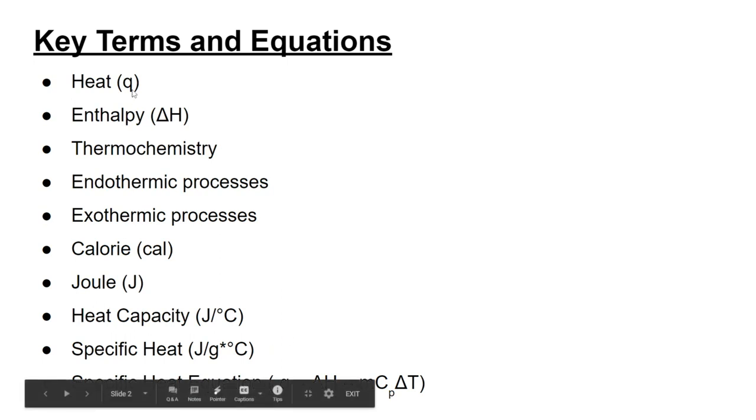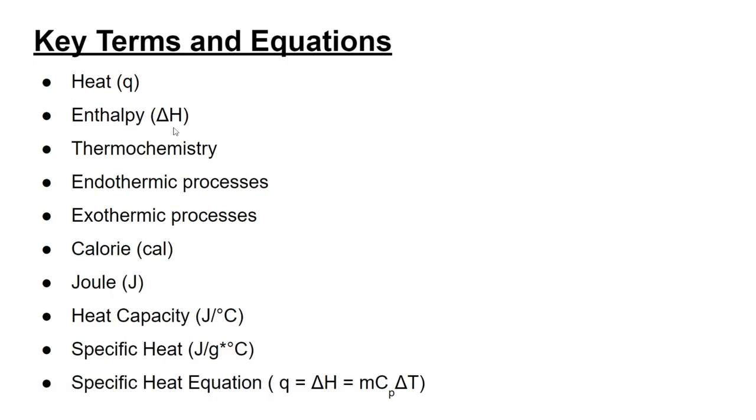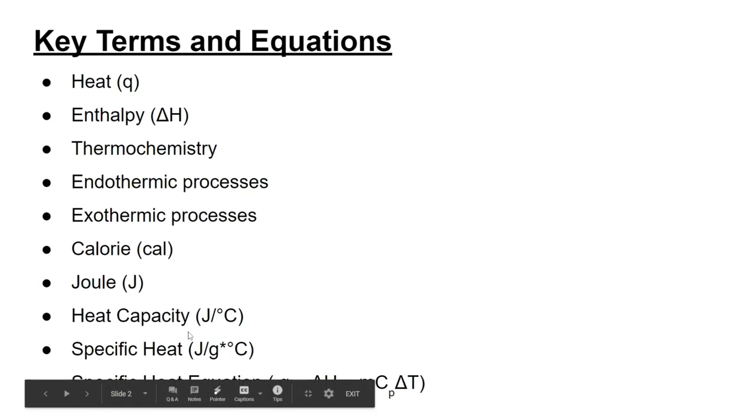Heat, lowercase q; enthalpy, delta H (remember delta is a change of the total); thermochemistry; endothermic processes; exothermic processes; calorie with the lowercase cal; joule, uppercase J; heat capacity, joules per degree Celsius; specific heat, joules per gram degree Celsius; and the specific heat equation, which is Q, delta H, equal to mCp delta T.